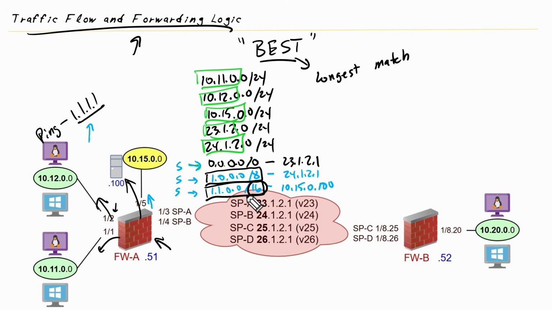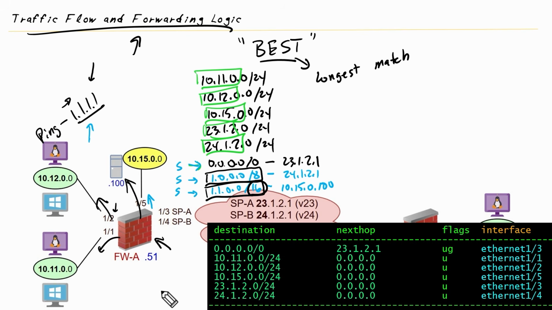And again, it's based on the longest match, looking at the packet coming in, which route in its routing table matches the most bits of that from left to right, and it's going to use that route to make its routing decision. So I thought what would be fun is to go ahead and demonstrate this in action. Currently we have our default static route going through service provider A, but we don't yet have these two static routes for the 1.0.0.0 and the 1.1.0.0, 8 and 16 bits respectively.